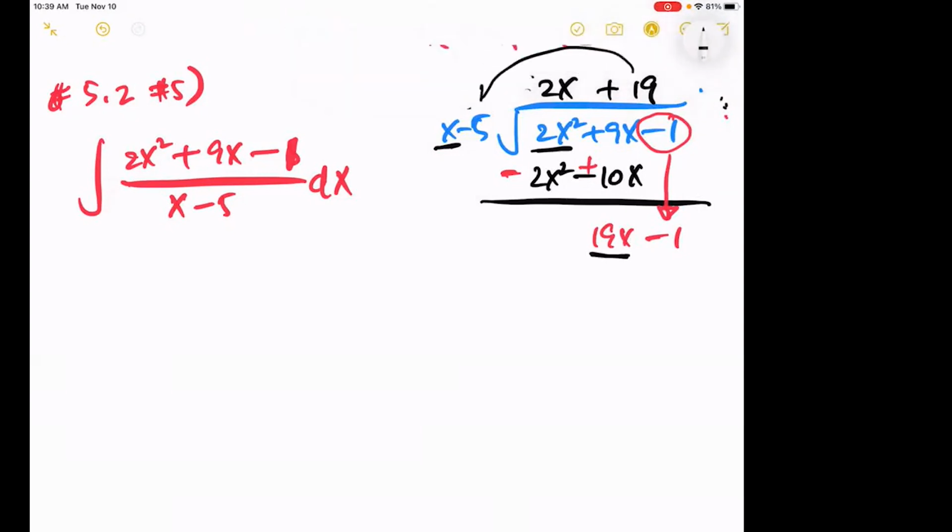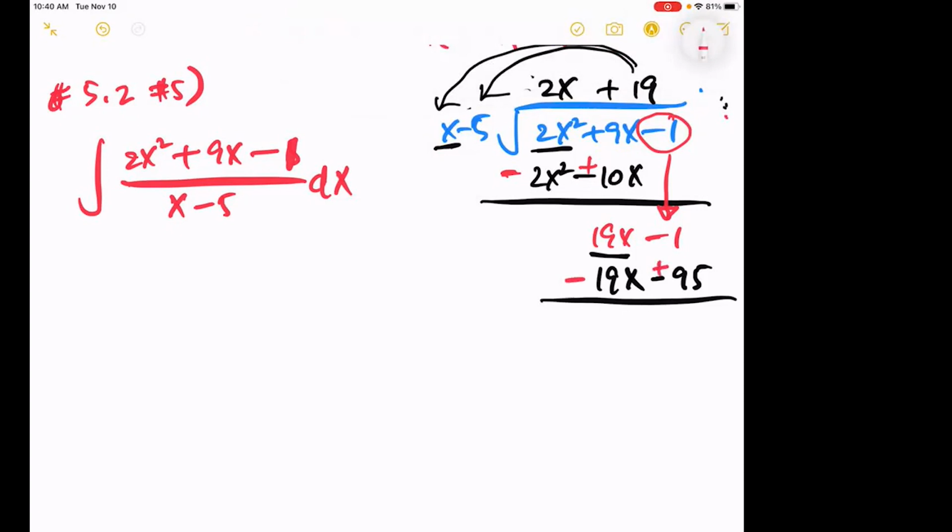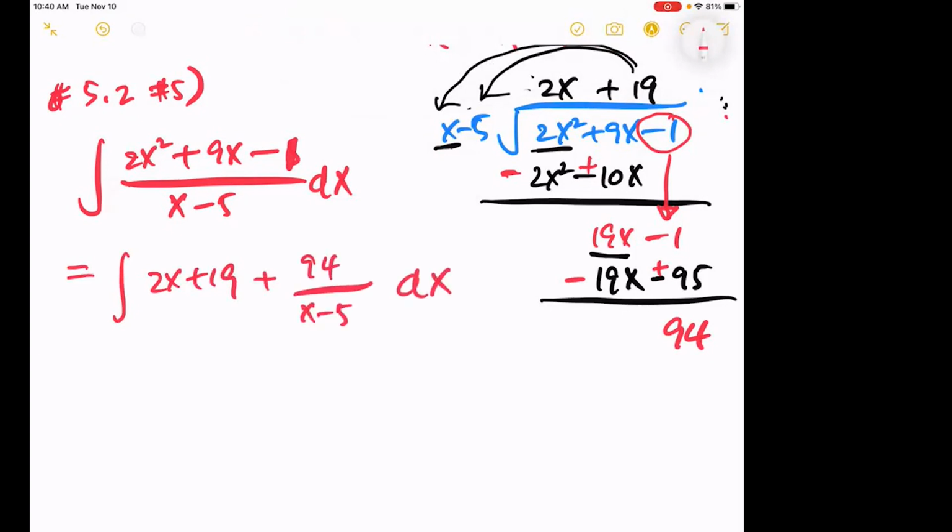A 19 to this. So 19 times x is 19x. 19 times negative 5 is negative 95. And I'm gonna do a sign change. So this becomes a negative, that becomes a positive. So that gives me 94. So I can rewrite this problem as 2x plus 19 plus 94 over x minus 5 dx.